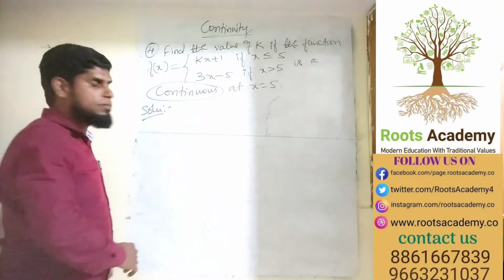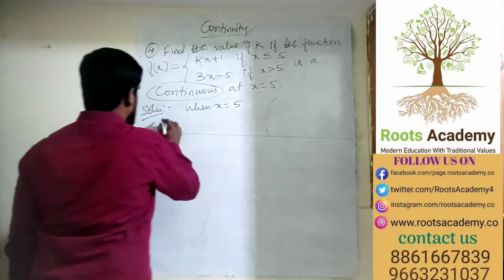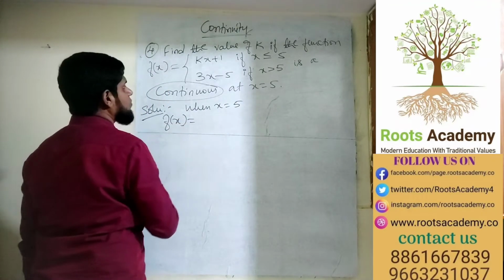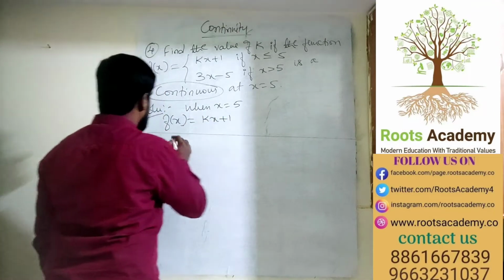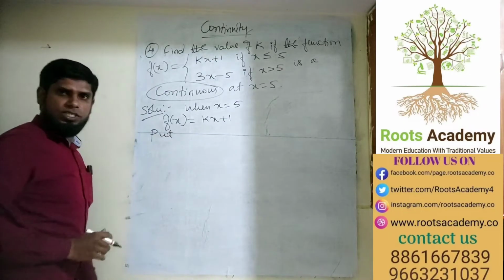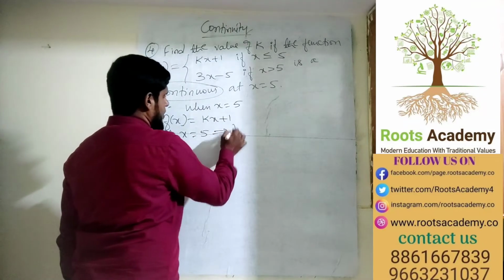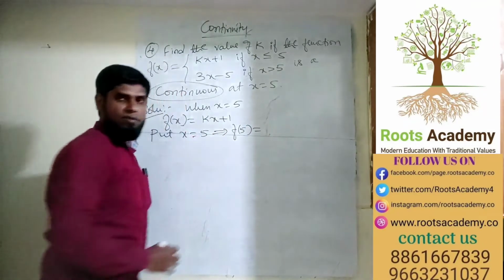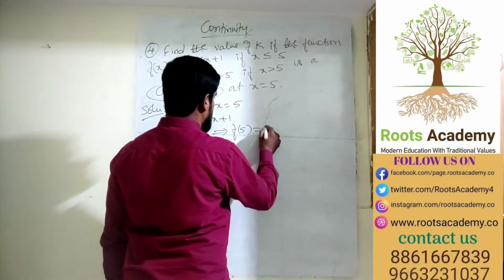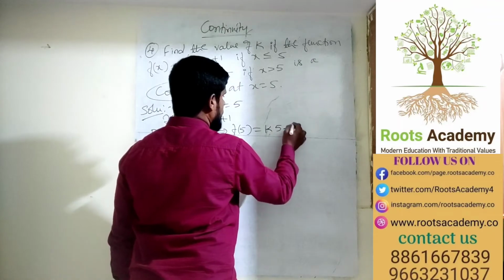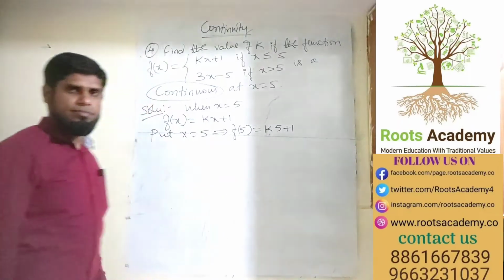Solution. When x is equal to 5, f of x is equal to kx plus 1. If I put x equals 5 here, that implies f of 5 is equal to k times 5 plus 1, or 5k plus 1 we can also write.